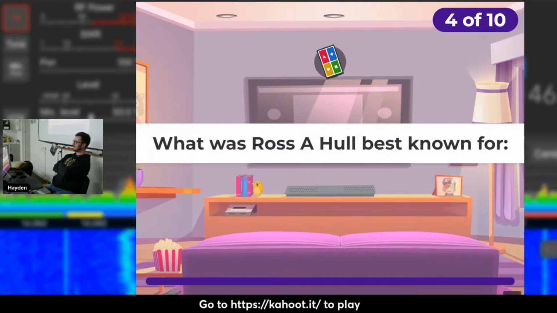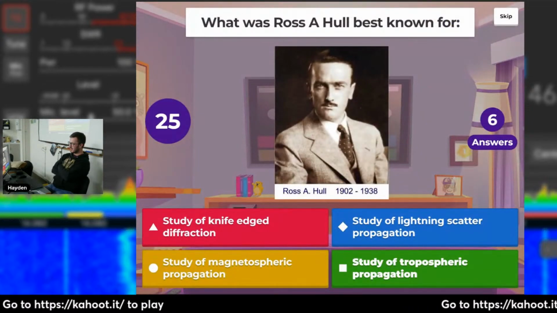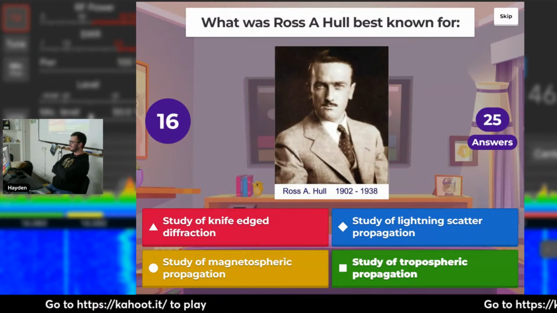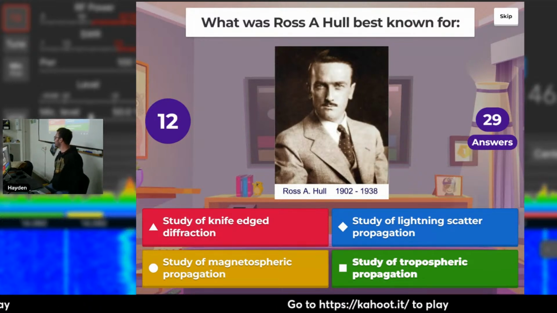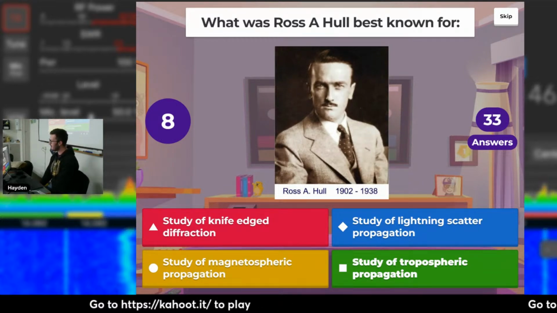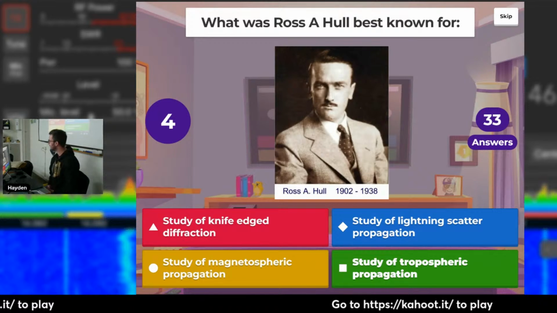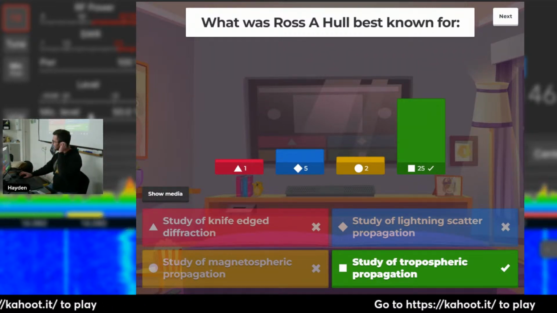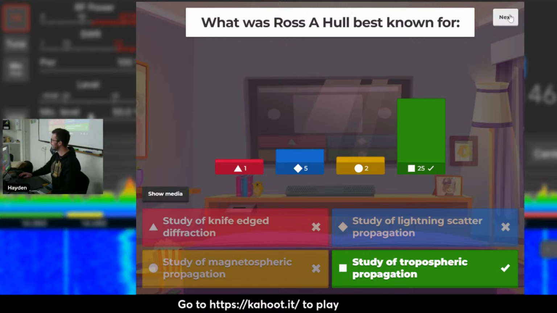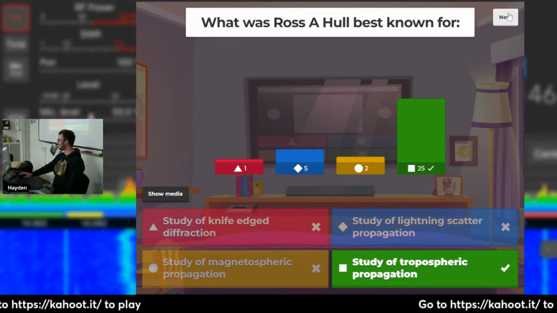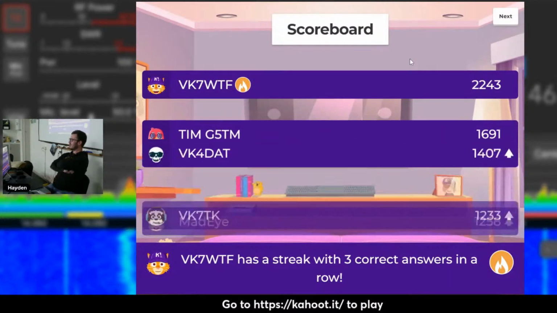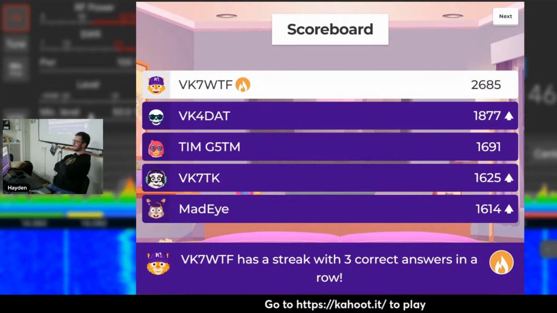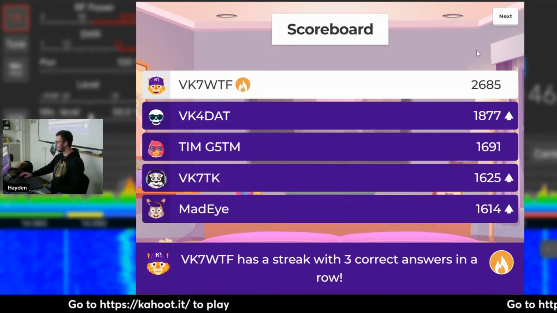What was Ross Hull best known for? Study of knife edge diffraction, study of lightning scatter propagation, study of magnetospheric propagation, or study of tropospheric propagation? Ross Hull from the Ross Hull contest, of course, held in January every year in VK. The Ross Hull contest, famous Australian amateur. Study of tropo. Oh, whoops. The old copy and paste didn't work very well. Scoreboard. Sean in first place on fire with 3 correct answers in a row. VK4 DAT in second, Tim in third, VK7 TK in fourth, Mad Eye in fifth.